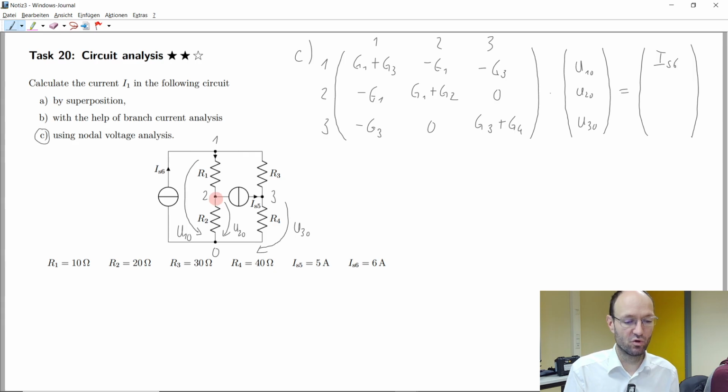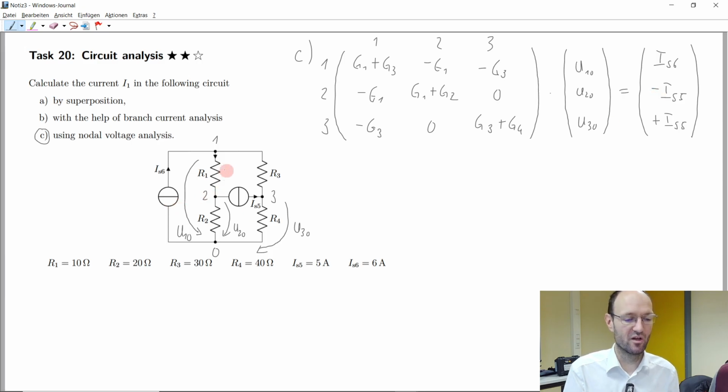On the second node, we just have this source, but it's flowing away from the node. So we have minus IS5. And here at the third node, we once again have the second source, and this is flowing onto the node. So we have it plus. So here, in this source vector, you always have the sources, and it only works for current sources. So here we have the current sources flowing onto and away from each node. And if they are flowing onto the node, they are positive. If they are flowing away from the node, they are negative.